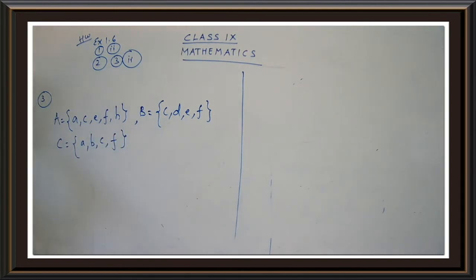Getting the point? So we have been given the information of 3 sets. What are the 3 sets given to you? A, B and C. What are the members of A? A, C, E, F, H. What are the members of B? C, D, E, F. And what are the members of C? A, B, C, F. Okay, children?